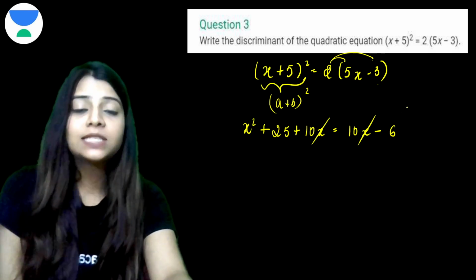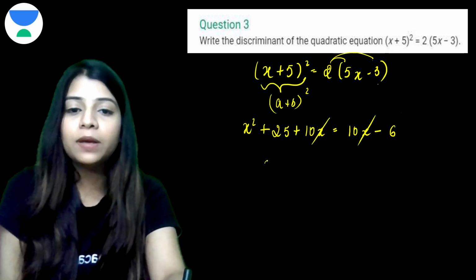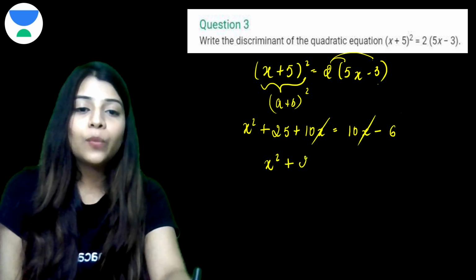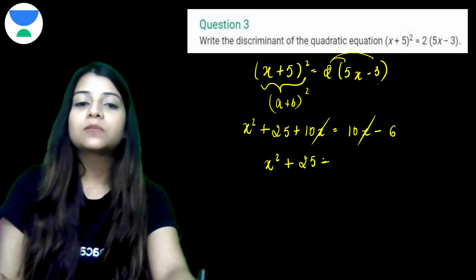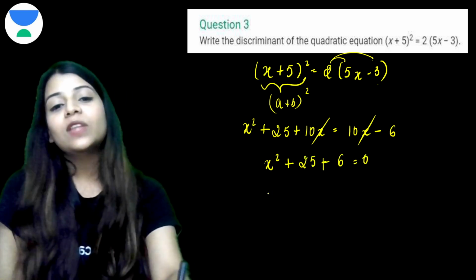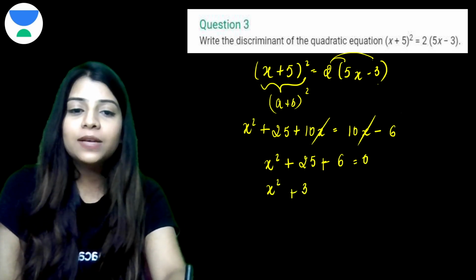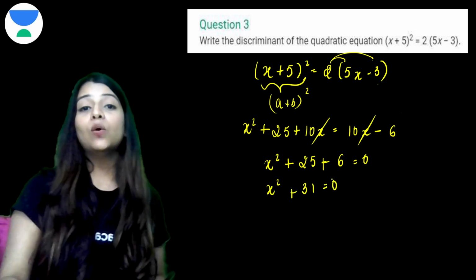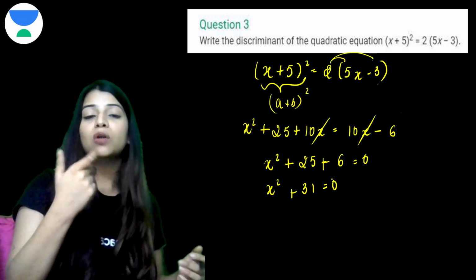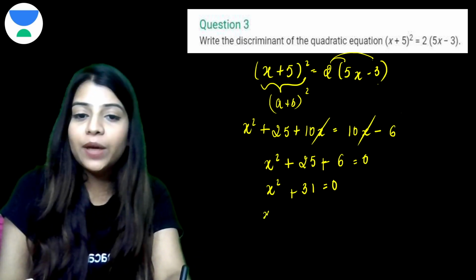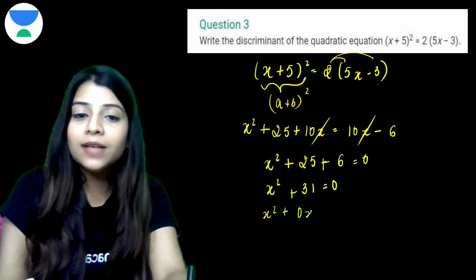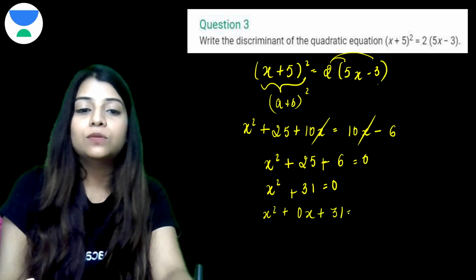And now we will take 6 to the left-hand side, and it will become x² + 25 − 6... wait, minus 6 becomes plus 6, equals 0. So 25 plus 6 gives you 31, x² + 31 = 0. But over here I will write it down as a general expression, that is x² + 0x + 31 = 0.